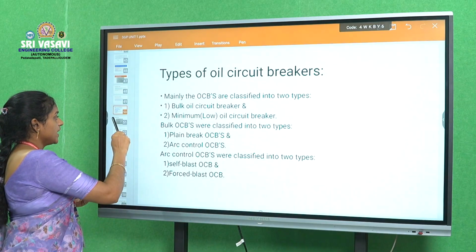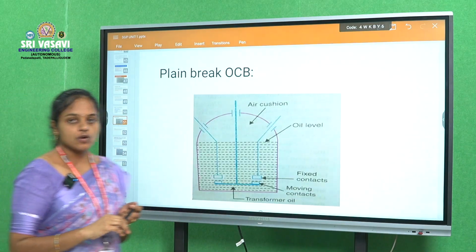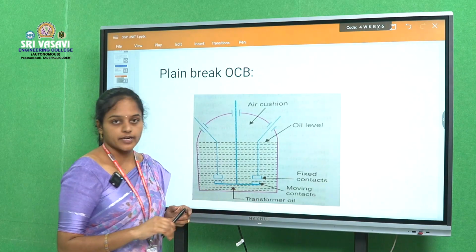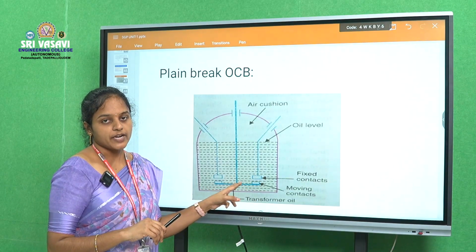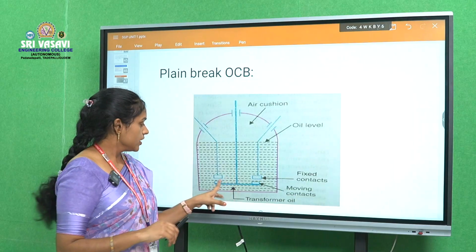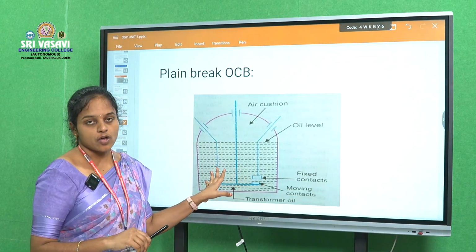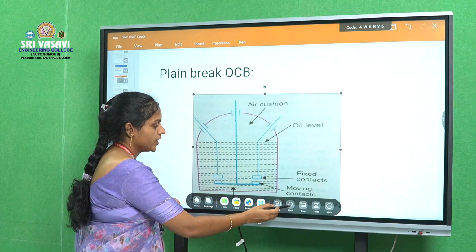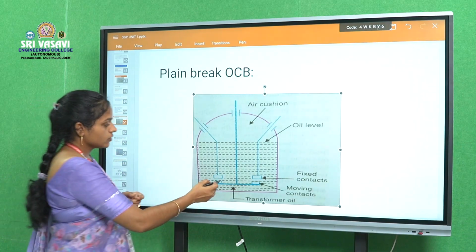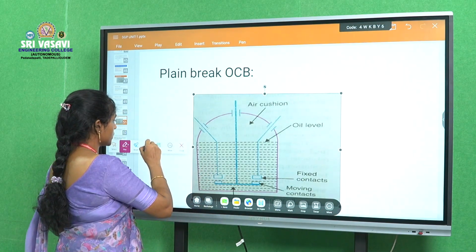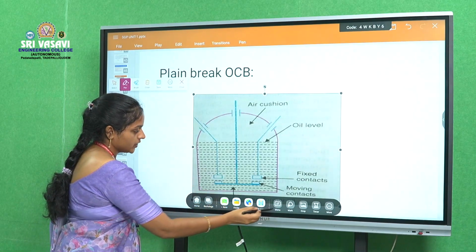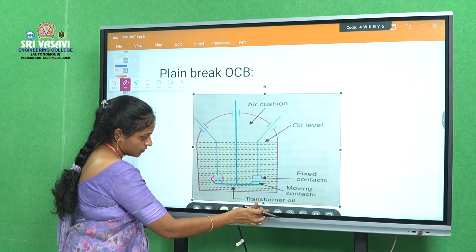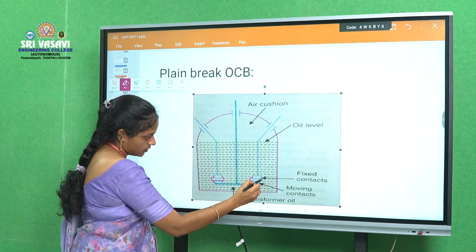Coming to the plain break circuit breaker, here also two contacts are there: a fixed contact and a moving contact. It is operated by a double break mechanism, so two breaks are there. In normal conditions these two contacts are connected with each other. Whenever a fault occurs, these two contacts are separated from each other. An arc is formed in between the two contacts like this.